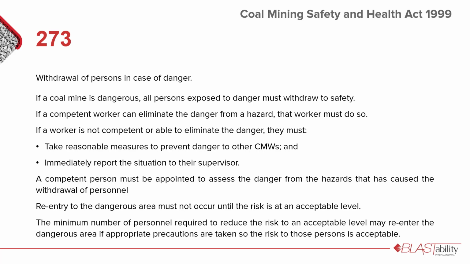If a coal mine is dangerous, all persons exposed to danger must withdraw to safety. If a competent worker can eliminate the danger from a hazard, that worker must do so. If a worker is not competent or able to eliminate the danger, they must take reasonable measures to prevent danger to other coal mine workers and immediately report the situation to their supervisor. A competent person must be appointed to assess the danger from the hazards that has caused the withdrawal of personnel. Re-entry to the dangerous area must not occur until the risk is at an acceptable level. The minimum number of personnel required to reduce the risk to an acceptable level may re-enter the dangerous area if appropriate precautions are taken so the risk to those persons is acceptable.